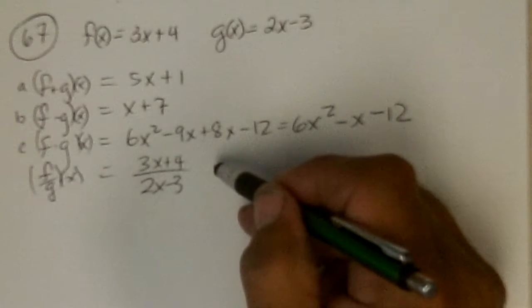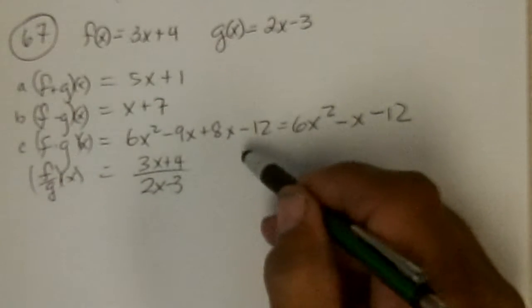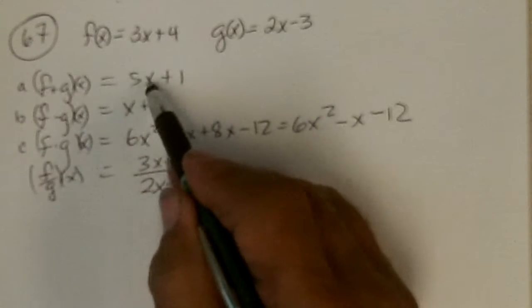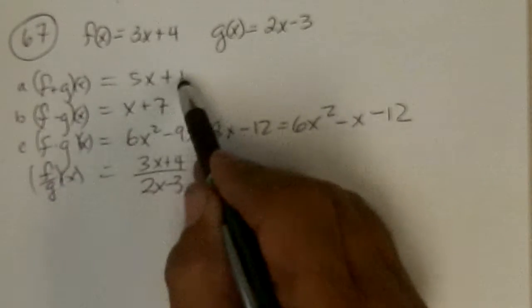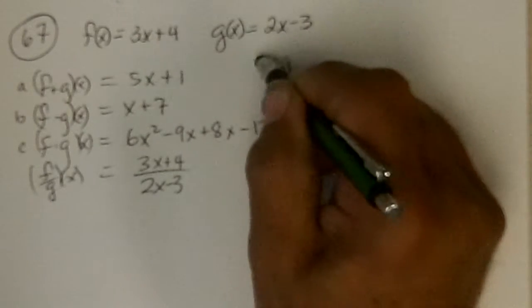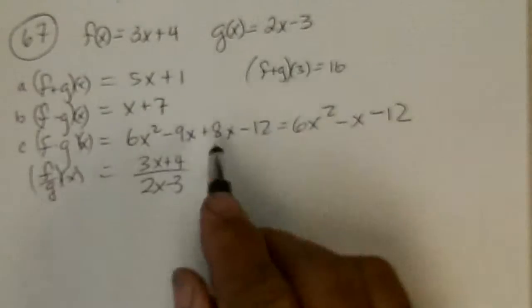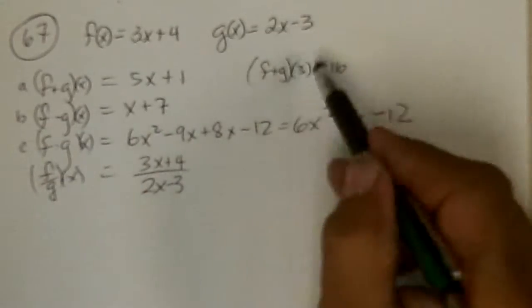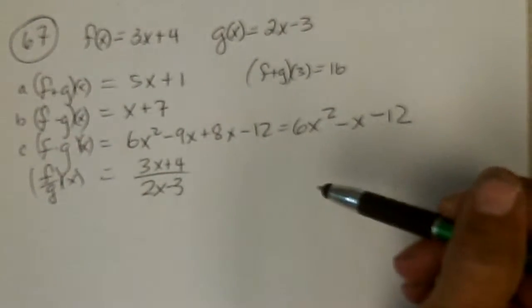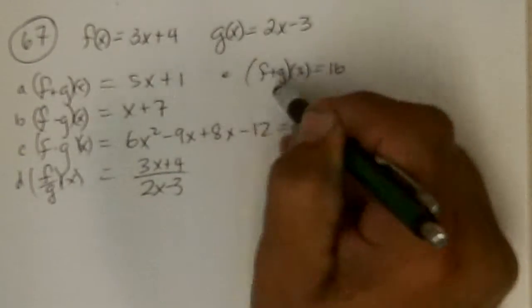Then we're supposed to do f plus g of 3. So I can just plug 3 into there and I get 15 plus 1 is 16. f plus g of 3 is 16, or I could just put 3 into this and 3 into that and then add the answers and I should get 16. So this was D, this was E, then F.